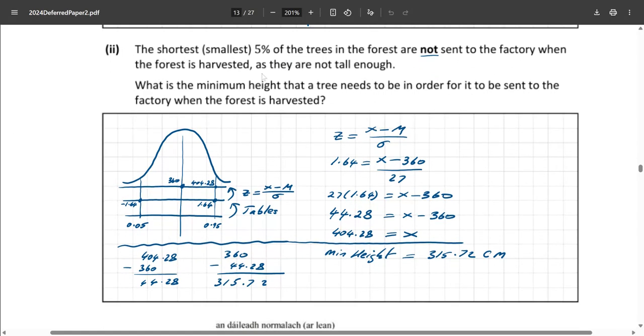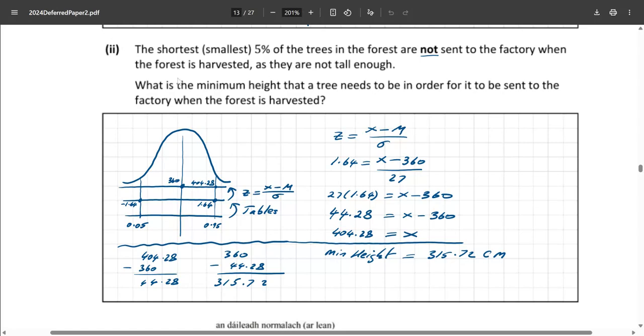Now, the shortest 5% of trees are not sent to the factory. So the whole idea here is you're harvesting trees, and if they're not tall enough, they're not sent to the factory, basically. What's the minimum height? So you've got to be careful with language here, not as in bold, because he wants to draw attention to the fact that they're not sent to the factory. But what we're interested in is the ones that are sent to the factory. What should the height be so that it is sent to the factory?